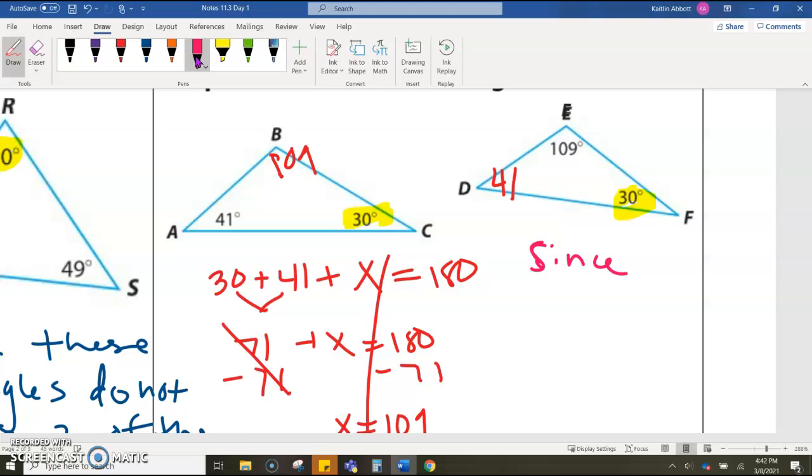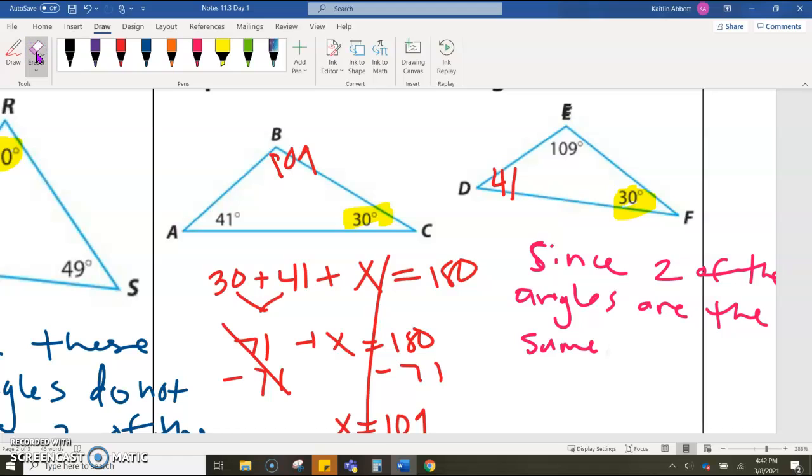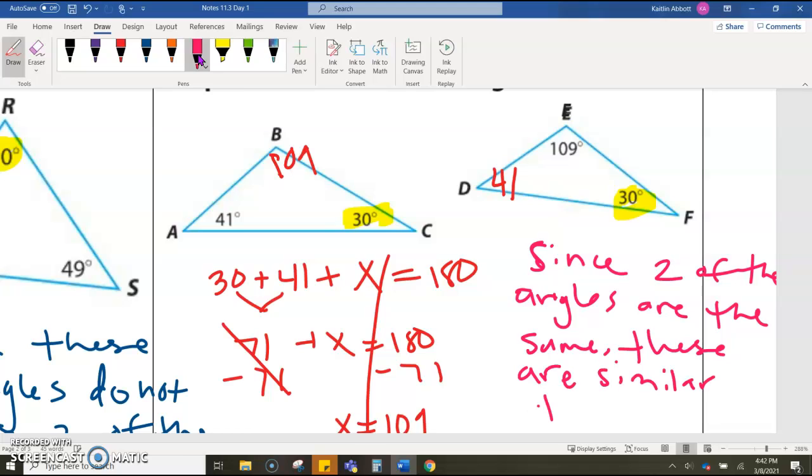Since two of the angles are the same, these are similar triangles.